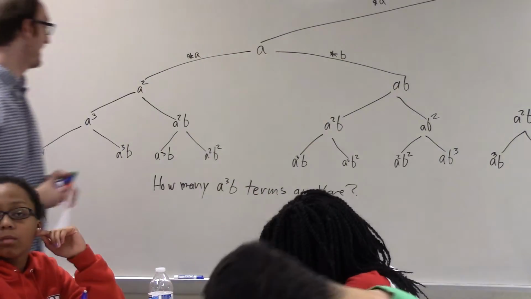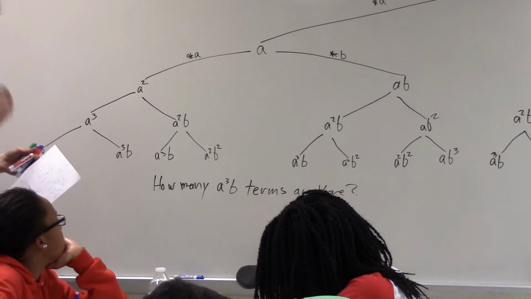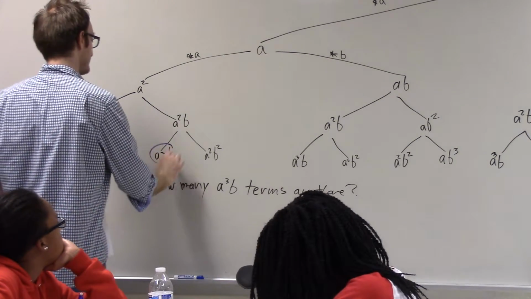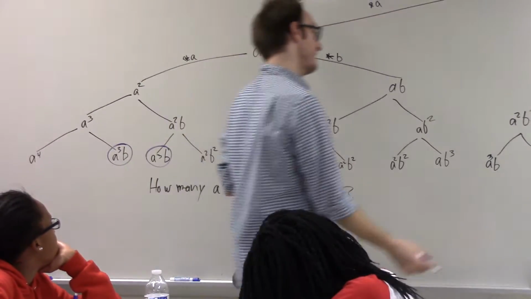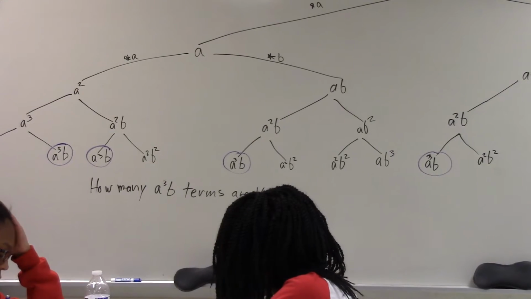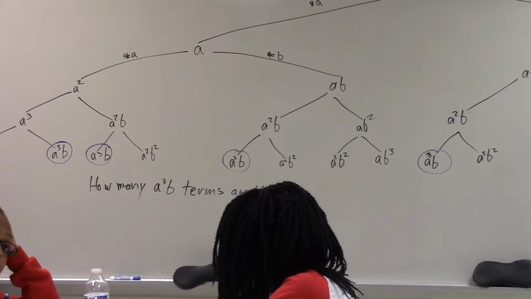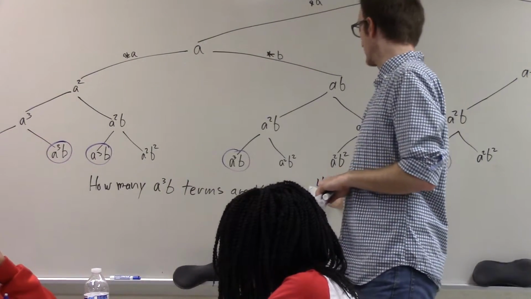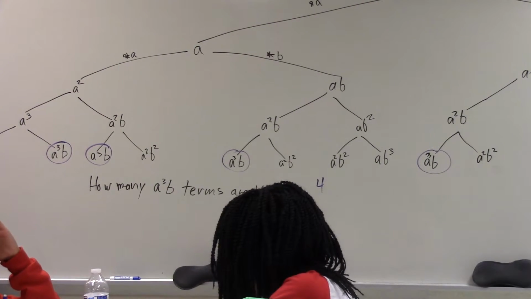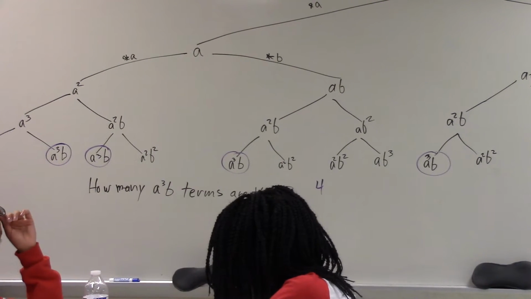Let's just locate all of the a cubed b terms. Where are they? To the left. Here's one, here's one, and here's one. Any more? No. Answer? 4. Okay, well that's consistent with what I got over there when I just mindlessly multiplied everything out, and I noticed that the coefficient of a cubed b was 4. Does everyone see how I've rephrased what is the coefficient as a counting problem, right?